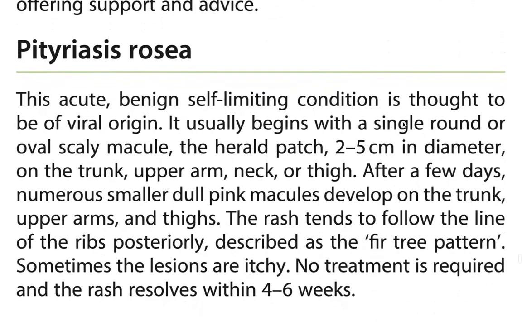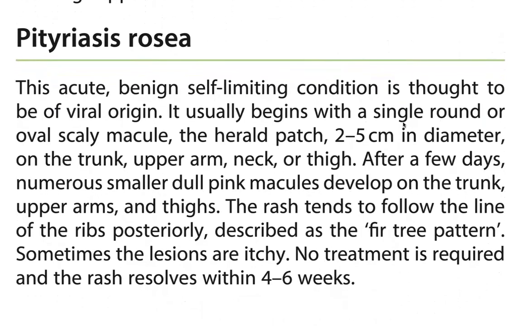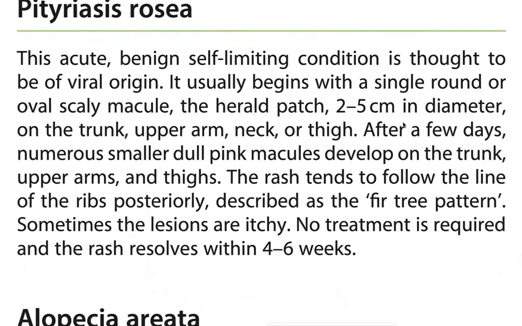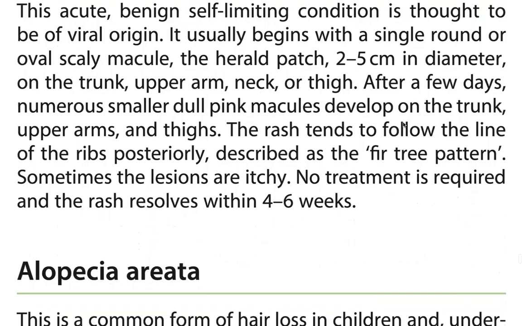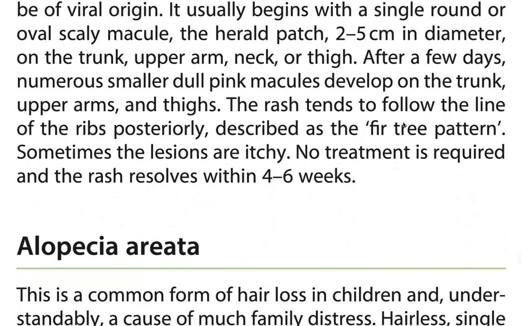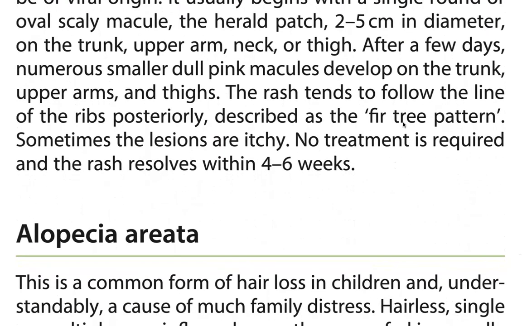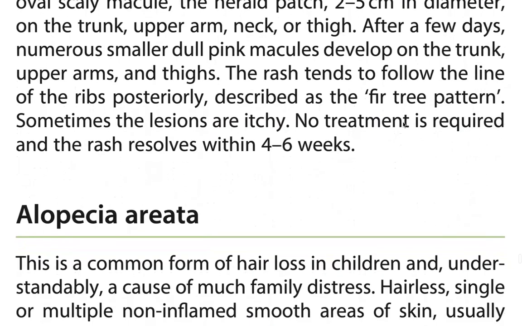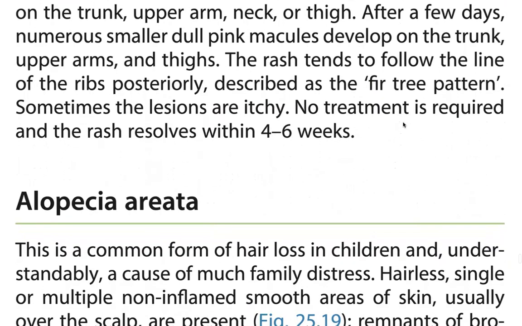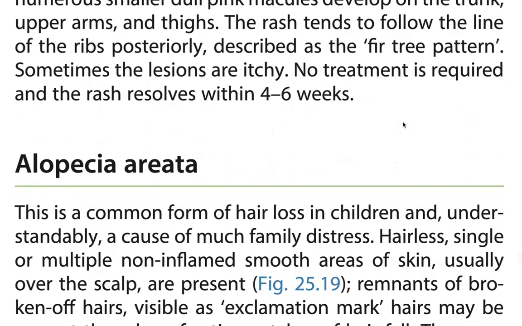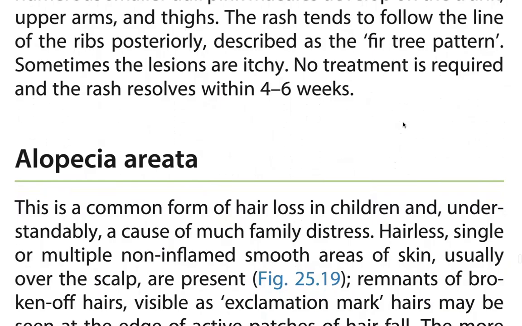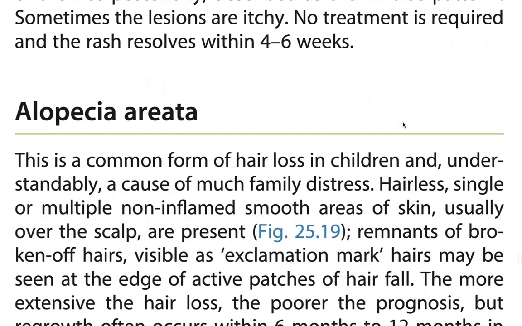Pityriasis rosea is an acute, benign, self-limiting condition thought to be of viral origin. It usually begins with a single round or oval scaly macule, the herald patch, 2 to 5 centimeters in diameter, on the trunk, upper arm, neck or thigh. After a few days, numerous smaller, dull pink macules develop on the trunk, upper arms and thighs. The rash tends to follow the lines of the ribs posteriorly, described as a fir tree pattern. Sometimes lesions are itchy. No treatment is required, and the rash resolves within 4 to 6 weeks.